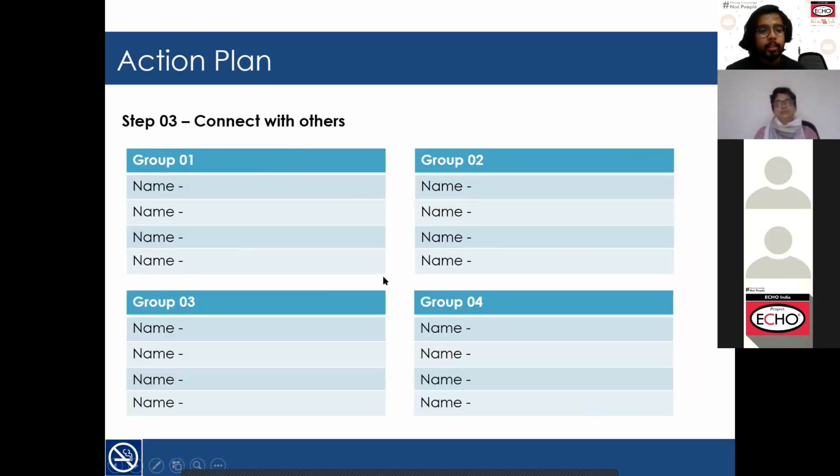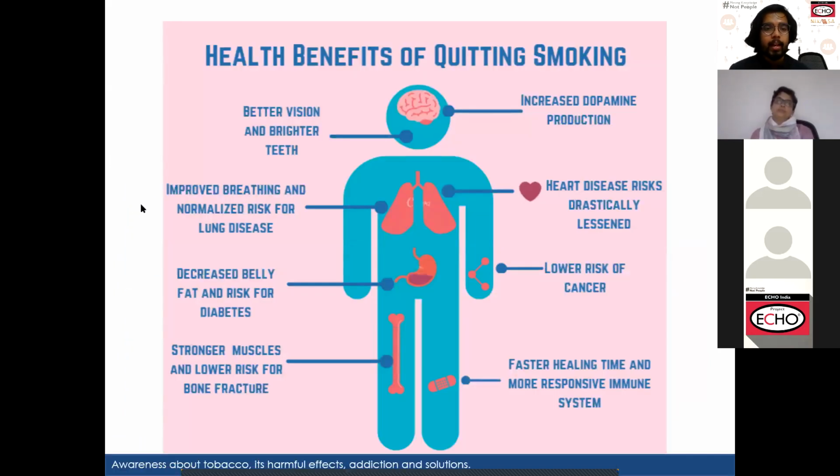When you connect people with others, you can also have a database of who all you've connected. Each group can have up to 4 people, so it's like a self-help group. These are the health benefits of quitting smoking. Again, this can be printed out and put in prominent places on the site and in the construction labor camp.